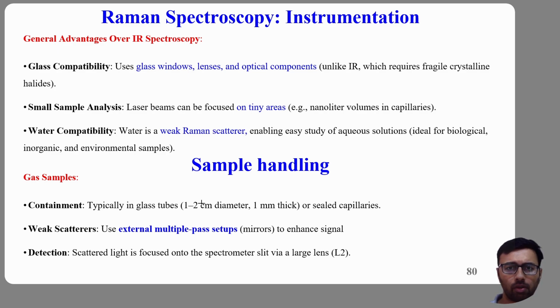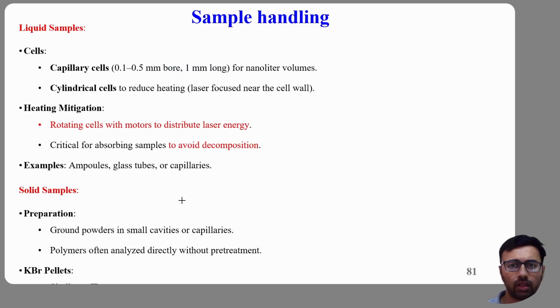Even more importantly, water is a weak Raman scatterer. This is one of Raman spectroscopy's greatest advantages over IR spectroscopy. Water ruins IR spectra, but water barely interferes with Raman measurements. Because of this, Raman spectroscopy is ideal for studying living cells, proteins, DNA, biological tissues, and aqueous solutions. We can study biological systems in their natural environment without drying them, without destroying them, and often without any preparation at all.